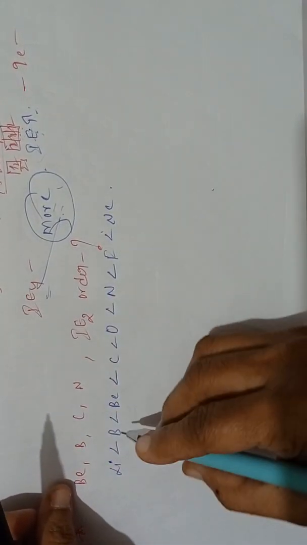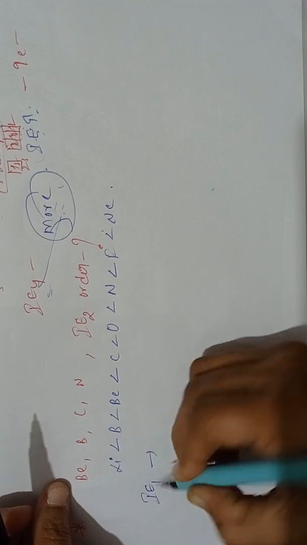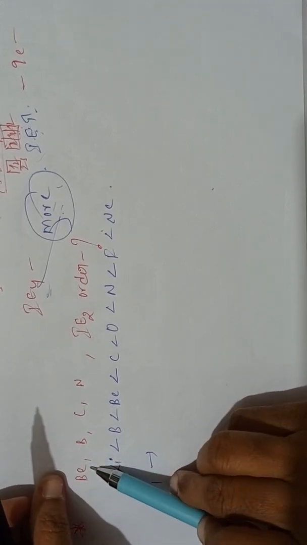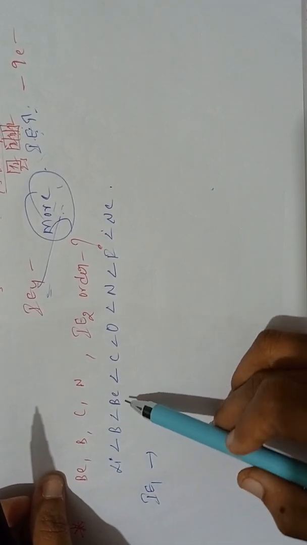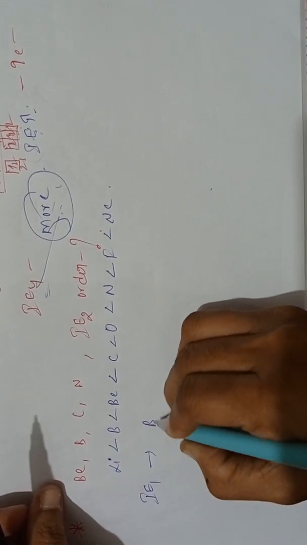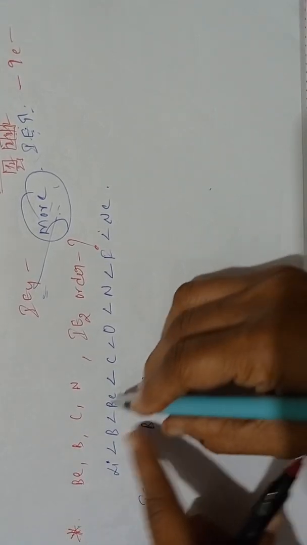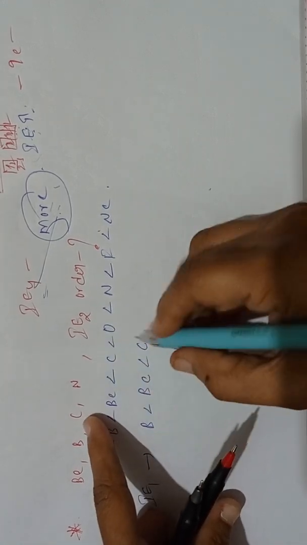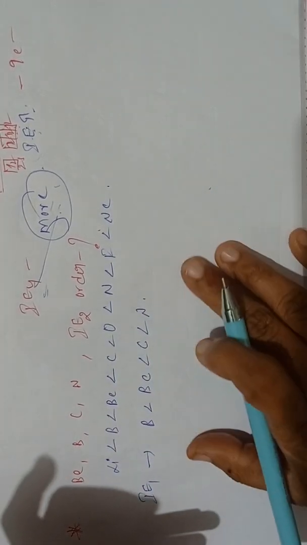First, write the IE1 order. What is the IE1 order here? Beryllium, boron, carbon, nitrogen. Which is coming first? Boron will come first, correct? Boron is less than beryllium, less than carbon, and after carbon nitrogen is there. This is the correct order.